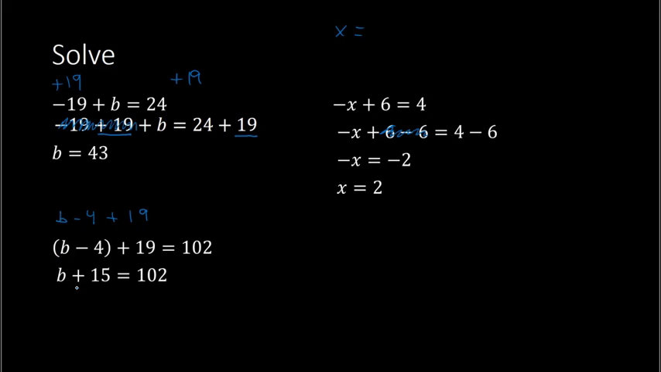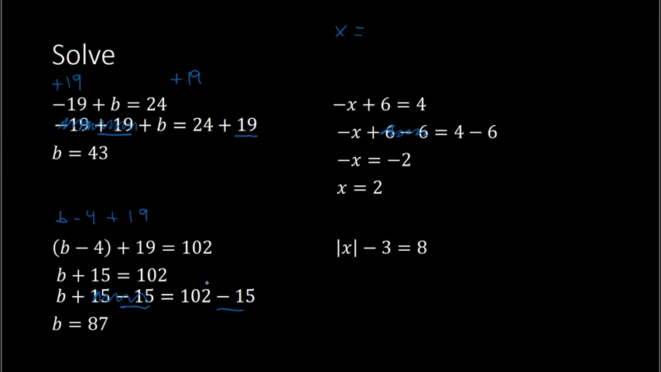So now from here we can solve, do the opposite or inverse of adding 15, which is subtract 15. So I subtract 15 on the left and the right side. 15 minus 15 would cancel. That gives me 0. So I have b plus 0, or b, on the left side. And then 102 minus 15, which is 87, on the right side. So my solution would be b equals 87.